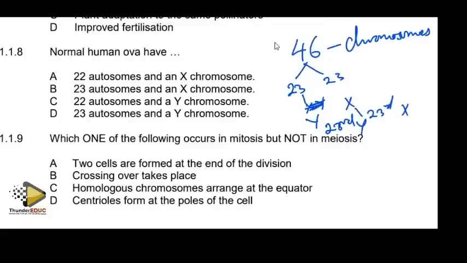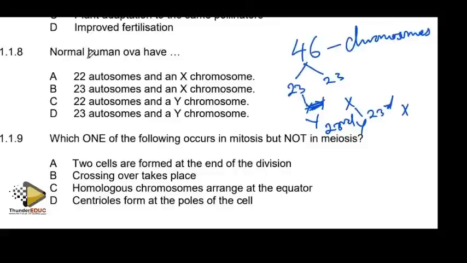So if the Y of the male fuses with the ovum of the female, which is X, it is going to be XY, and then we produce a male. The female is always X, so if the X of the male fuses with the X of the female, it's going to become XX, and then it's going to become a female.